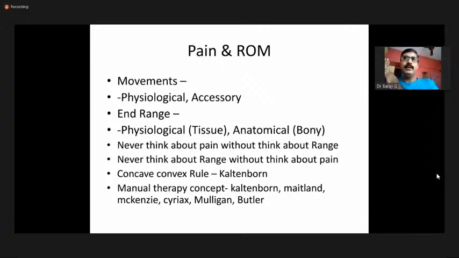I already told you the example: shoulder abduction, with the humerus moving upward. What is the shape of the head of the humerus? It is a convex surface. So when the humerus is moving, the convex surface of the humerus glides downward over the glenoid fossa. The glenoid fossa is concave.